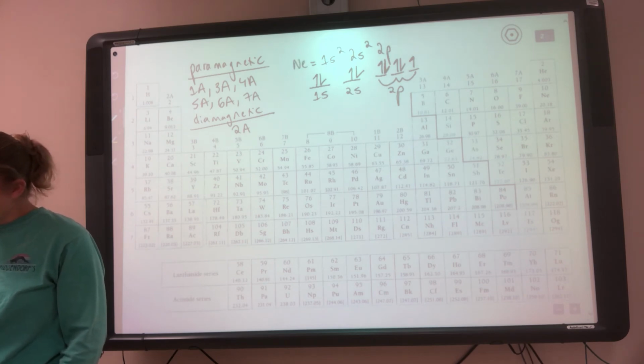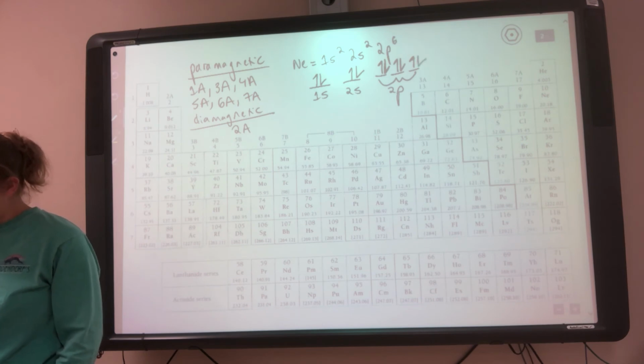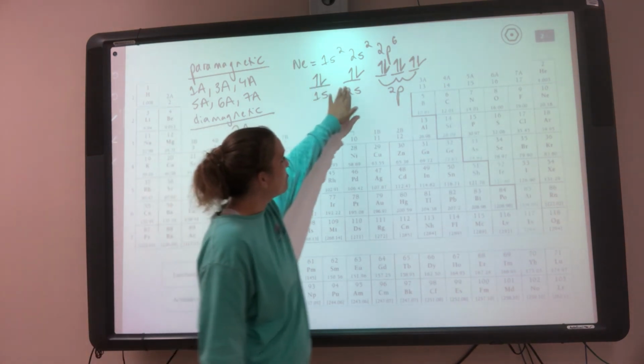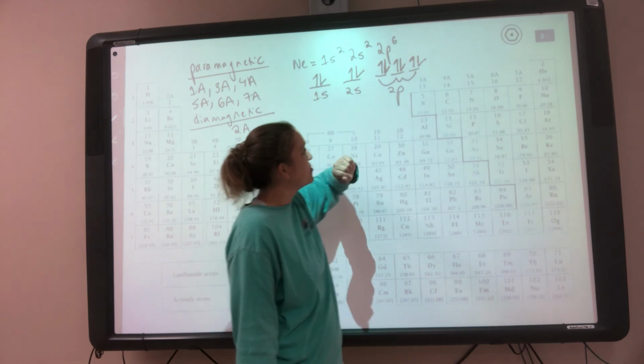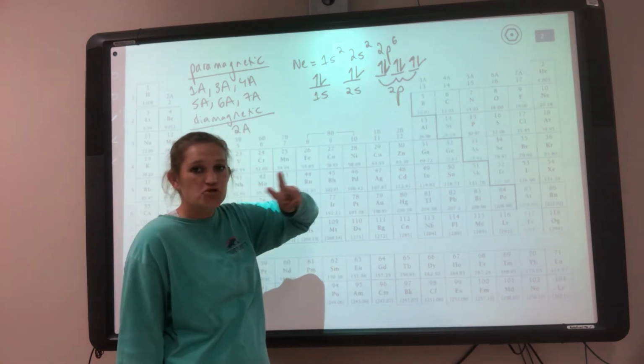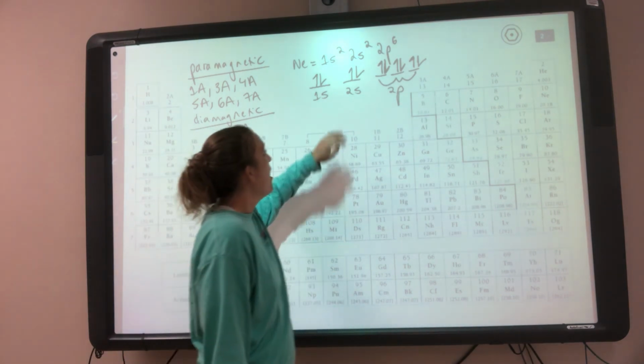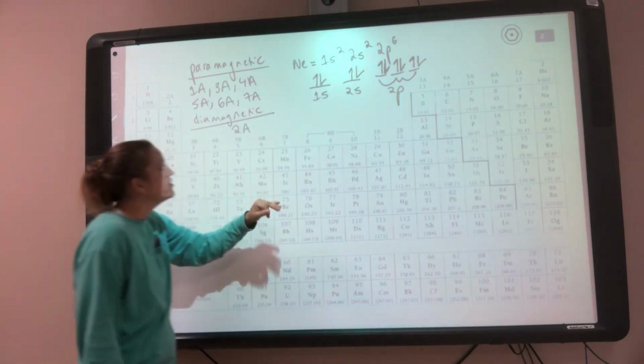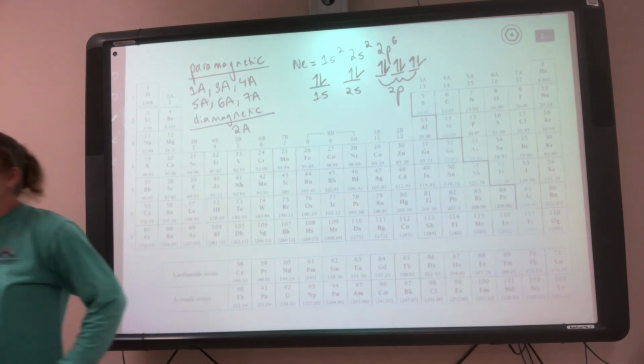Neon's 1s2, 2s2, 2p6. So we go up, up, up, down, down, and down. So now we can see that every single one of my orbitals has 2 electrons, because remember the most you can have in an orbital is 2. And then everybody is paired up. So if they're all paired, then that means he's going to be diamagnetic.